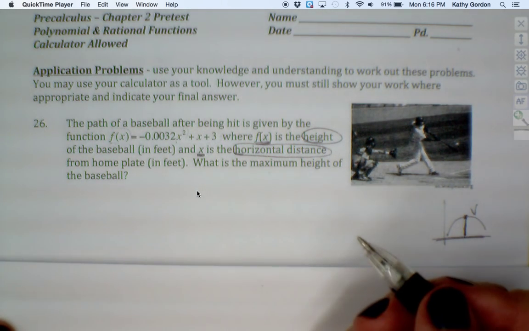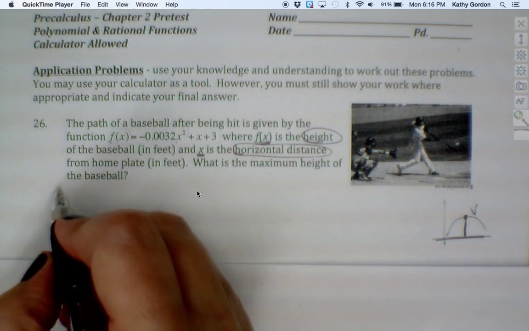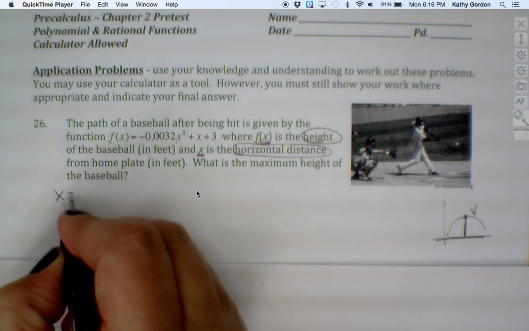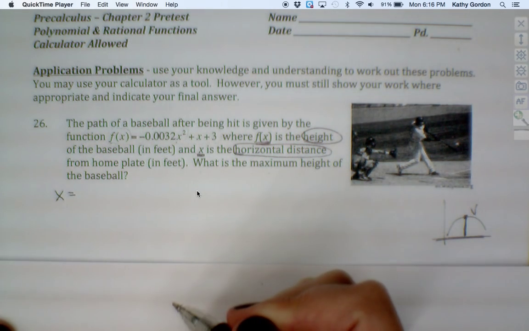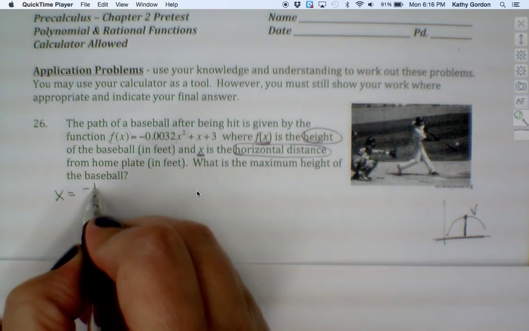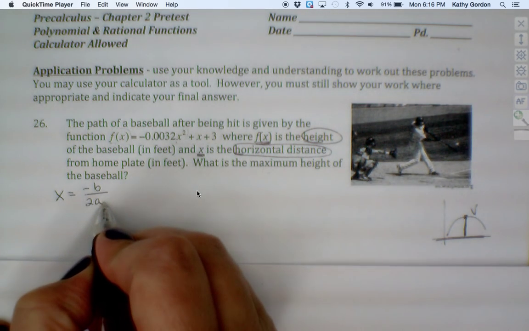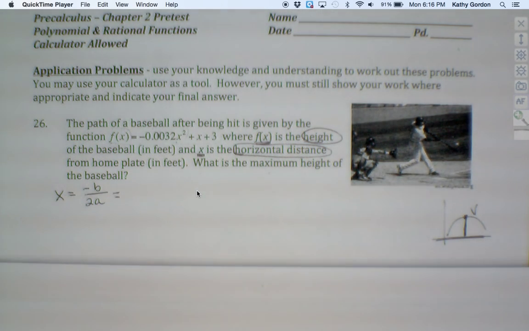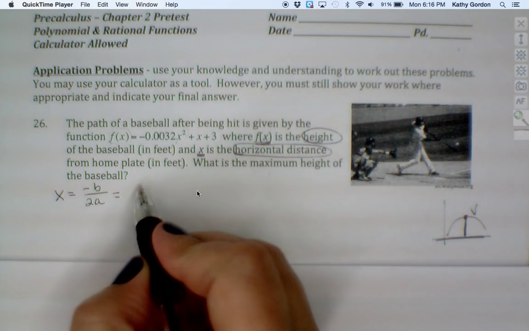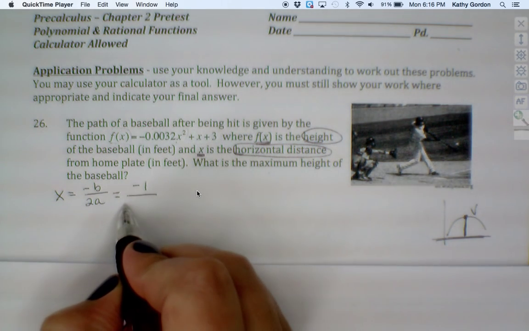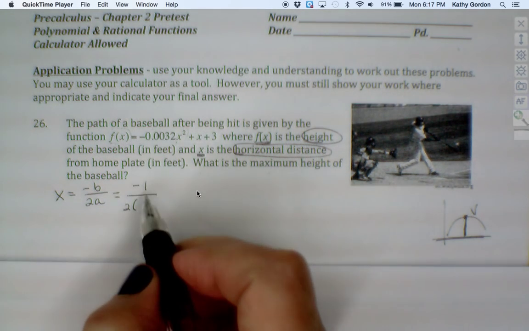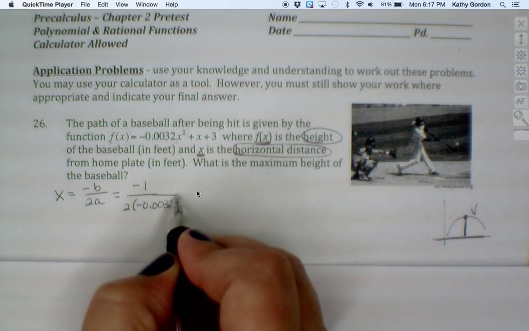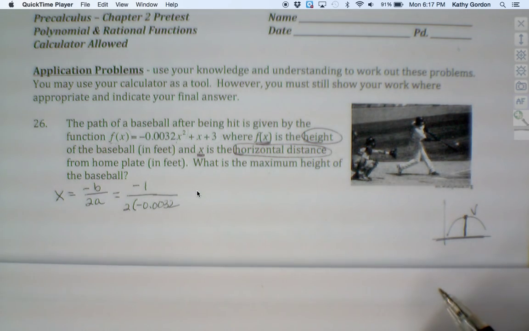Now, one way to do this is algebraically. We can simply use what we've talked about to find our x value. We should know that that is negative b over 2a. And if we substitute our numbers in, negative b is going to be negative 1, and 2 times a is going to be 2 times negative 0.0032.